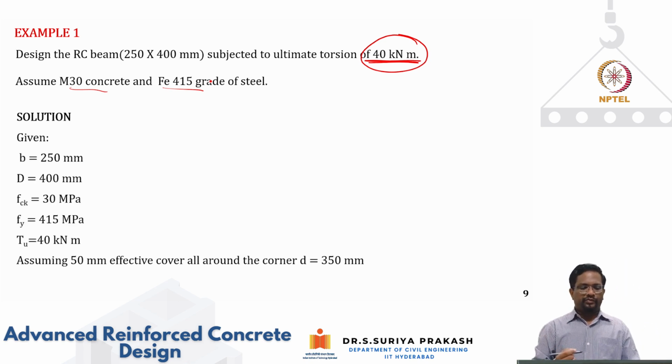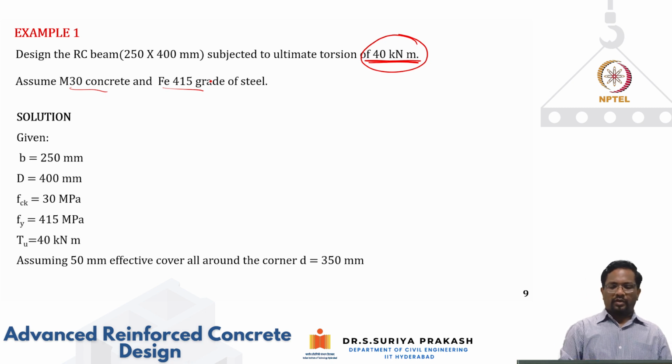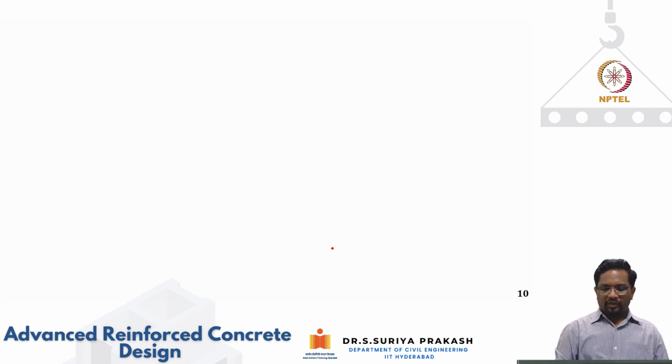I'm assuming 50 mm effective cover all around the corner. So your effective depth works out to be 400 minus 50, which is 350 mm. And what is the demand? TU is 40 kilonewton meter.